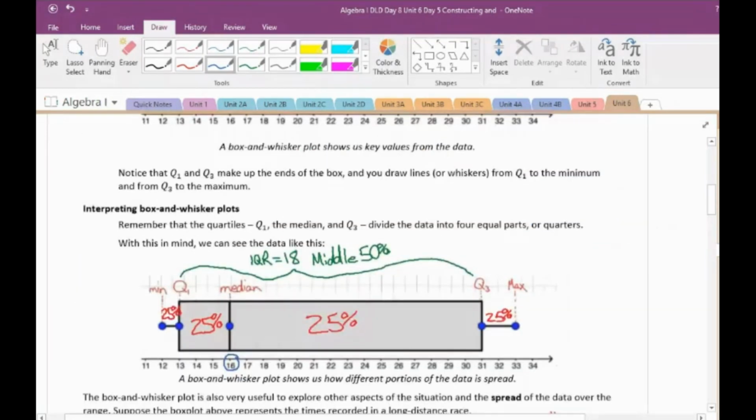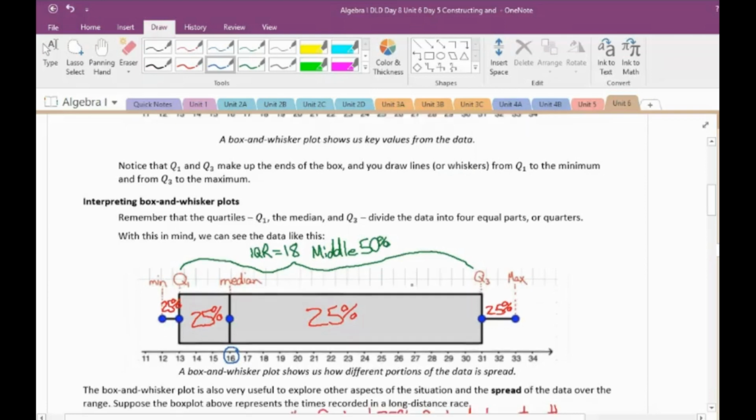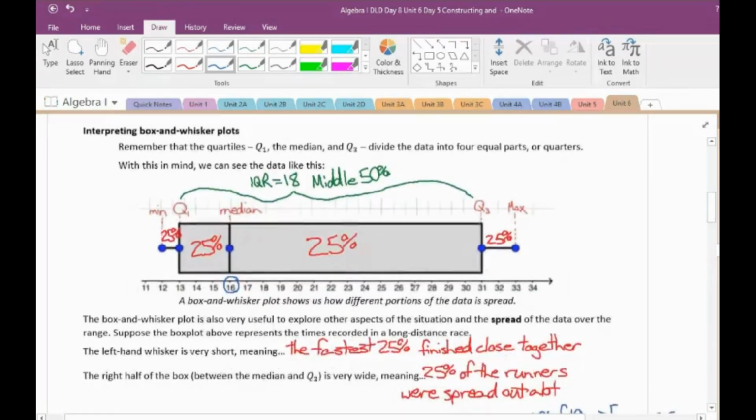That is how we construct a box plot. It's how we interpret the box plot. And that is what we're going to be trying to do here in the practice. I'm going to be giving you different values, different box plots or data, and asking you to tell me a little bit about what's going on and interpreting that situation from the model that we're given.